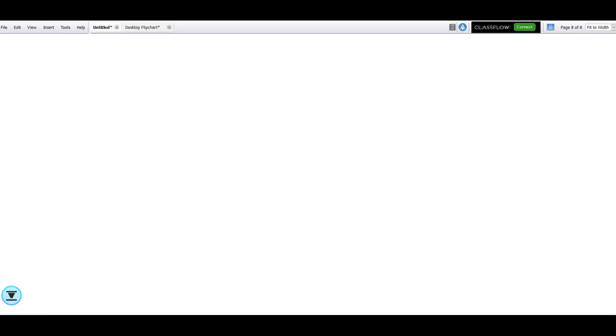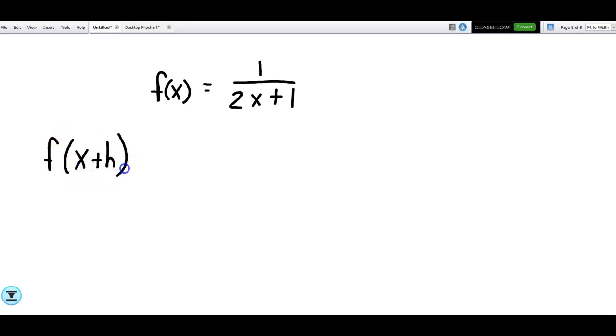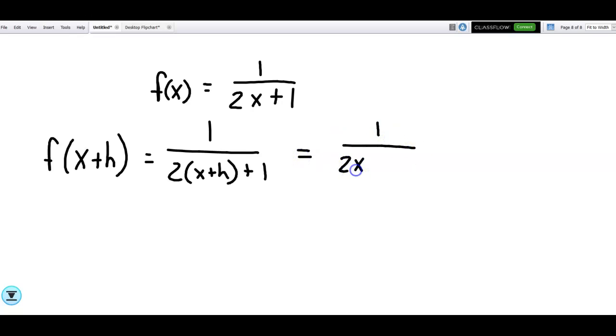The first step in doing this is to find your f of x plus delta x, but like I said, today I'm going to do f of x plus h. So basically that means you're just going to take your function and plug x plus h in for the x. Okay? And then, as usual, we're just going to go ahead and simplify it. So let's distribute the 2 into the parentheses. And now we have this. Okay? So that's step 1.